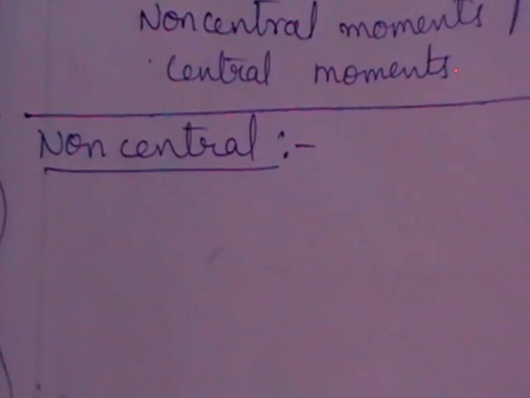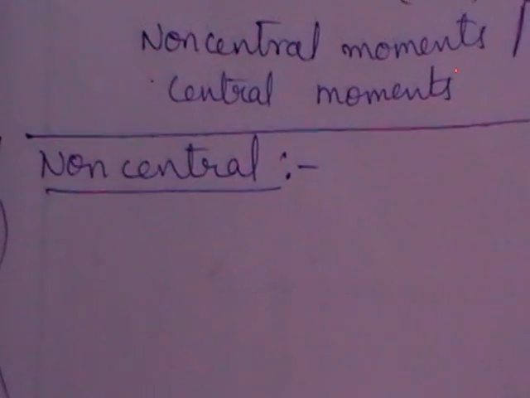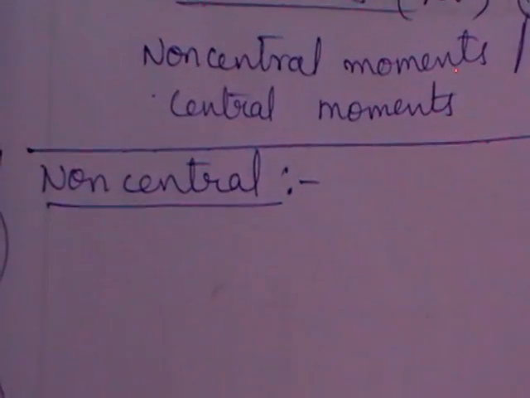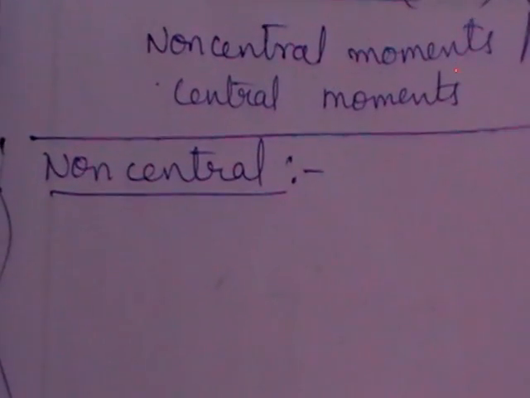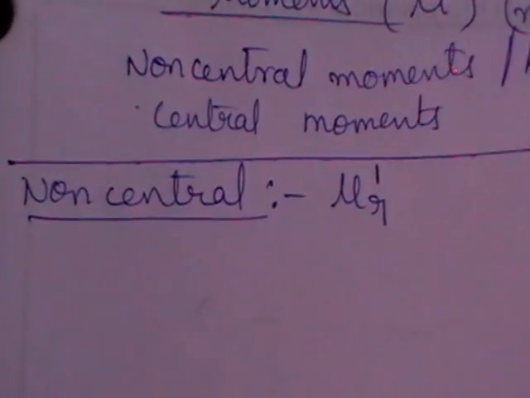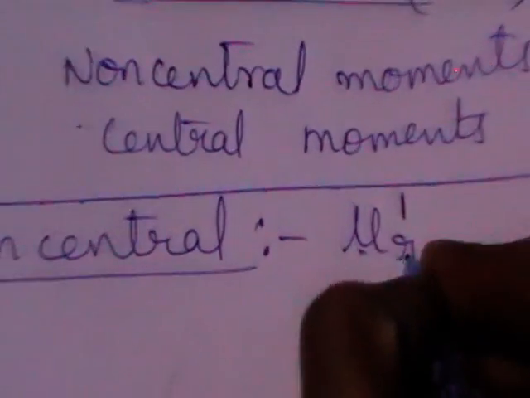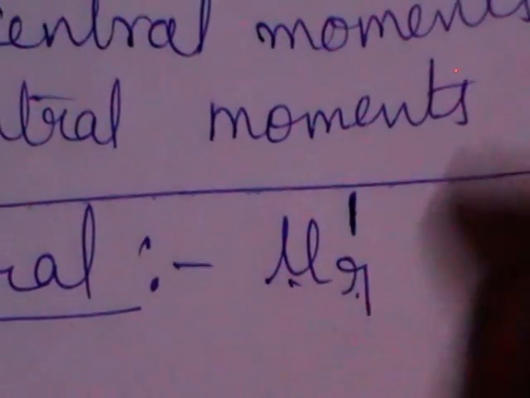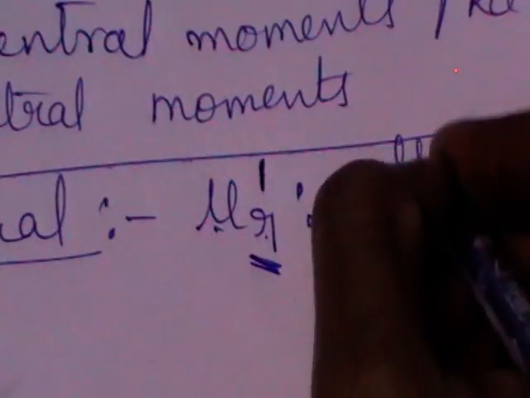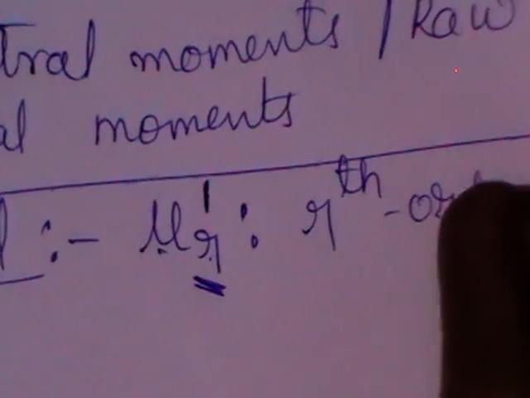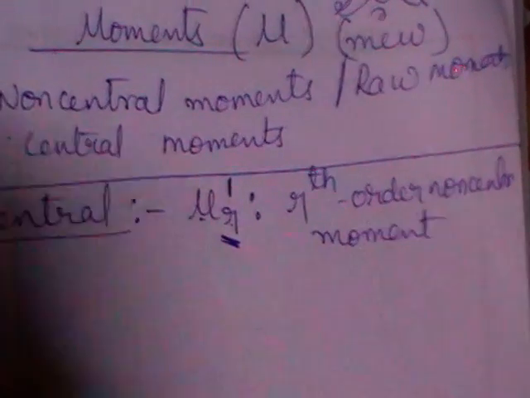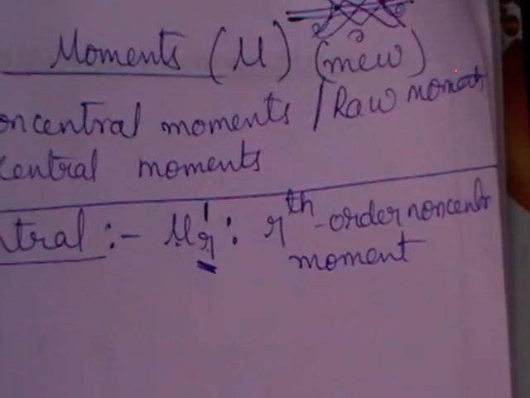From here onwards, one more thing. In the majority of cases we are going to deal with only grouped data, not ungrouped data. Ungrouped data is very rarely used. Here onwards, whatever data we have obviously represents grouped data. So for non-central moments, the symbol which we use is mu r dash. This suffix r stands for the rth order. Mu r dash is called the rth order non-central moment.